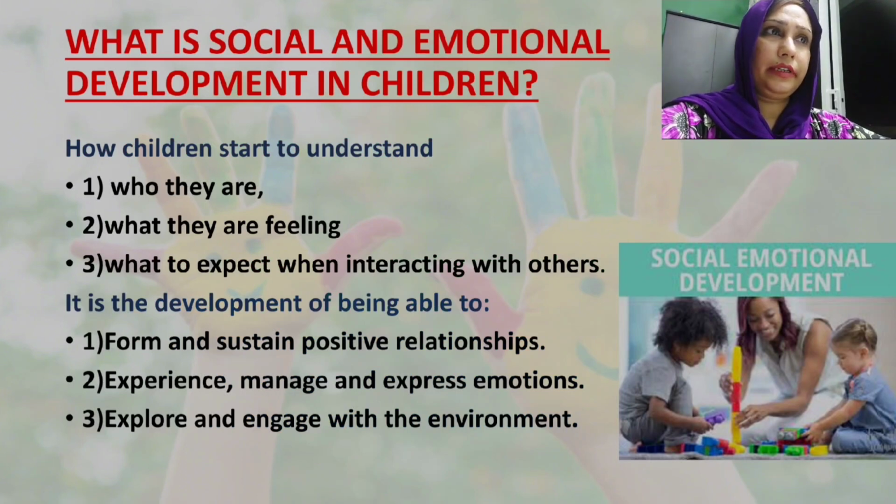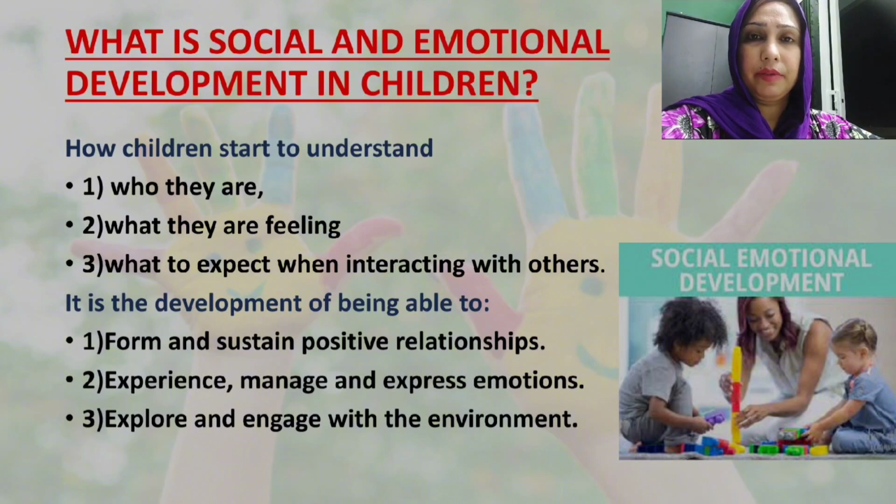So now let's move on to the next slide. What is social and emotional development in children? When we talk about social and emotional development in children, we can categorize it into two divisions. Number one is how children start to understand themselves. For example, they can ask themselves: who they are, what they are feeling, and what to expect when interacting with others. The second category is the development of being able to form and sustain positive relationships, whether they are able to form a relationship and sustain it.